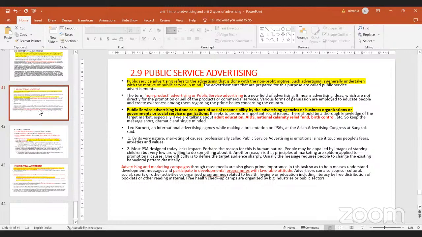So in all these different kinds of advertising, the primary motive of any advertisement is to convince your target consumers to buy your products or services, or if it is social advertising, to promote a cause among the members of society. That social advertising is also done.